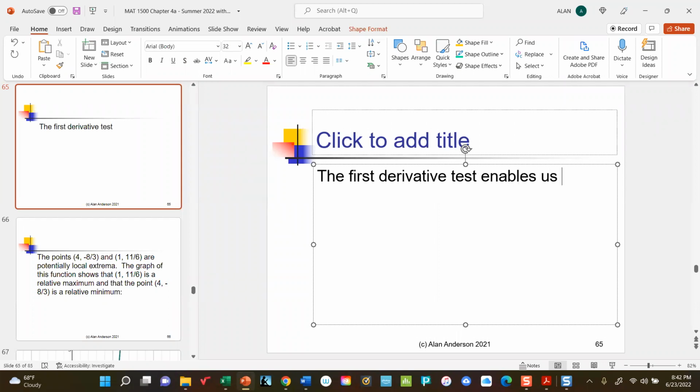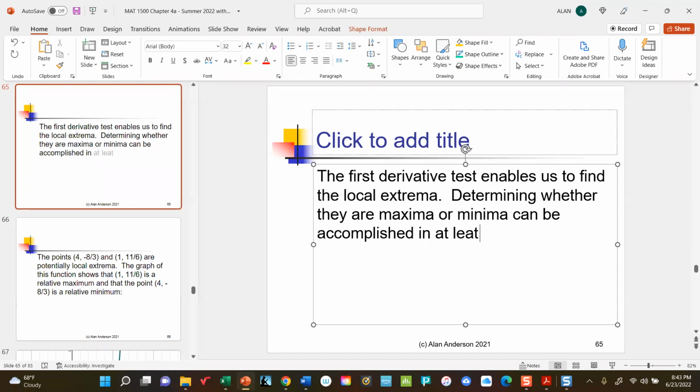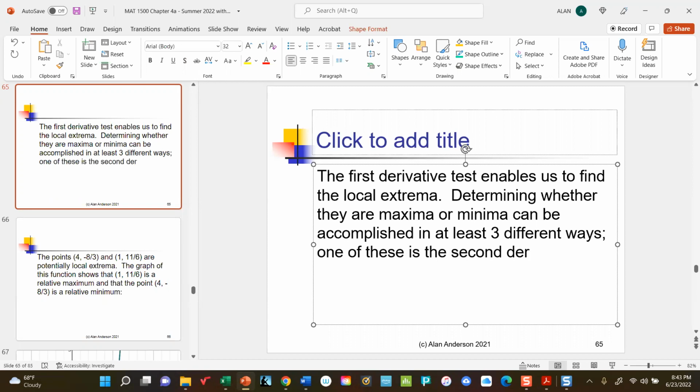The first derivative test enables us to find the relative or local extrema. Determining whether they are maxima or minima can be accomplished in at least 3 different ways. One of these, which we'll see in the near future, is the second derivative test.